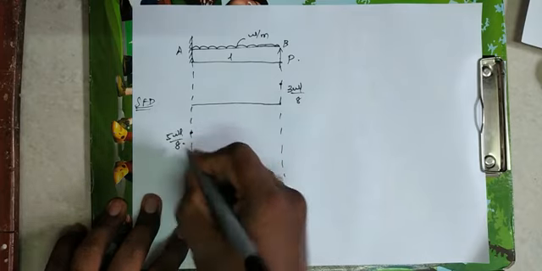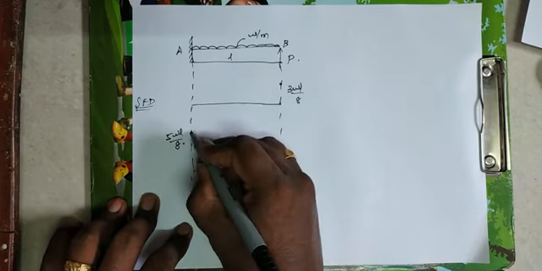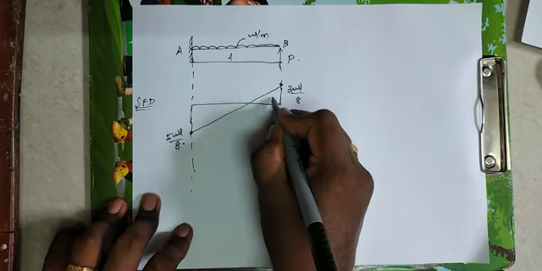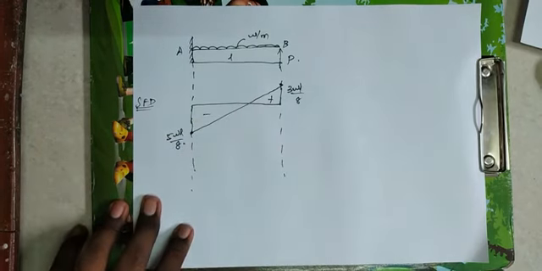By joining these 2 points, we will get the shear force diagram. Take this as positive and this as negative. This one is the shear force diagram.